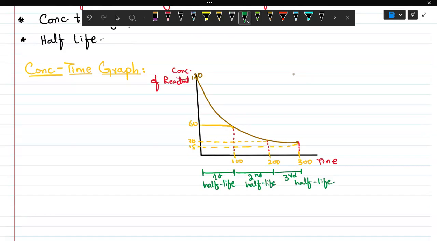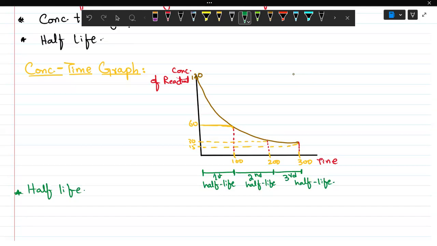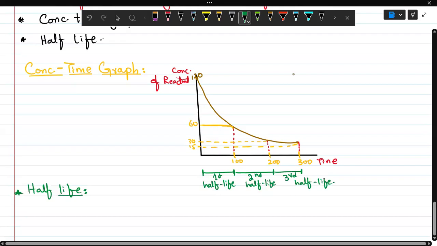Let me tell you that half-life is basically a constant value. Half-life is always a constant value for us. How will we put this concentration time graph? We have values for the concentration time graph, and we put those values and draw the curve according to them. And the half-life is the one which we predict or can calculate.